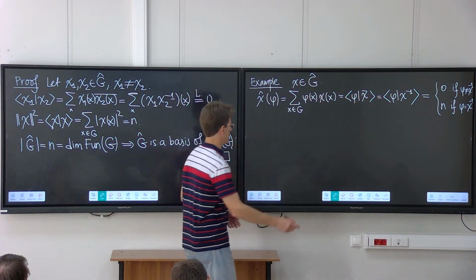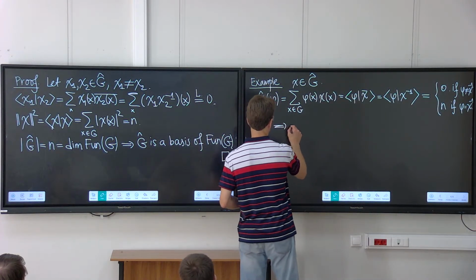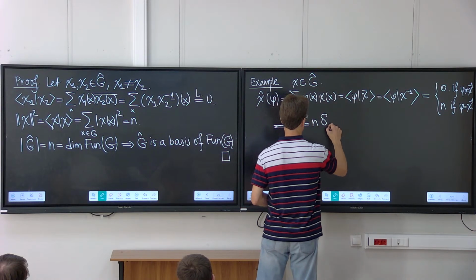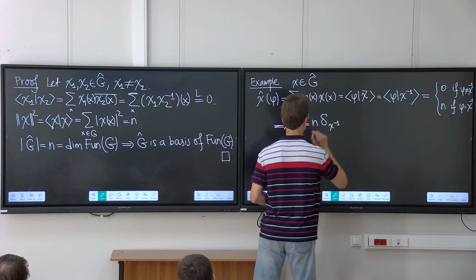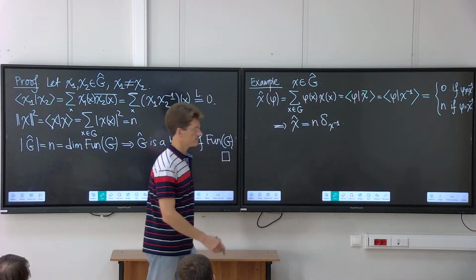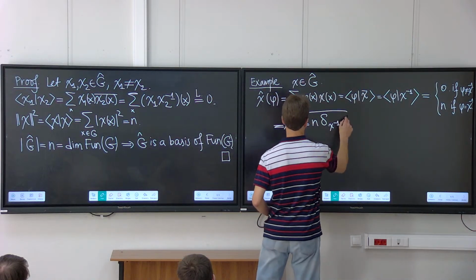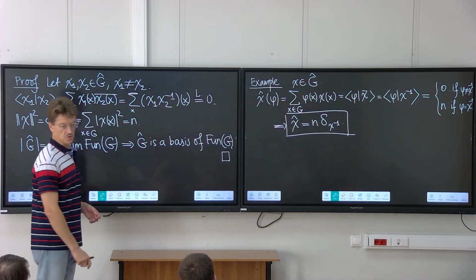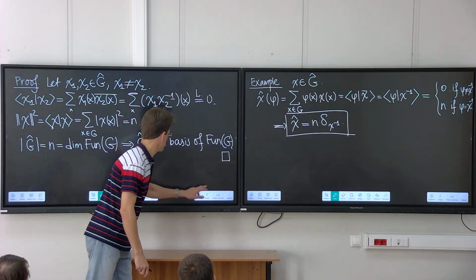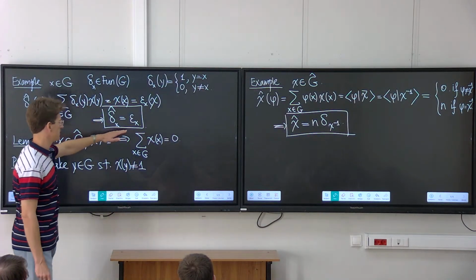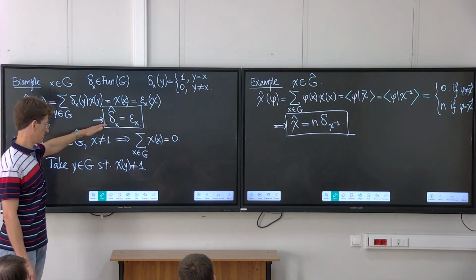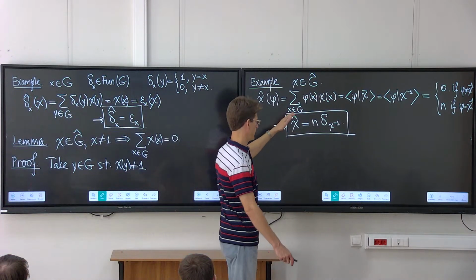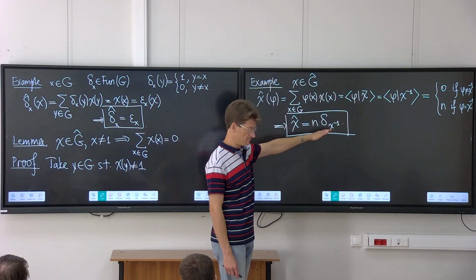In other words, we see that the Fourier transform of chi is n times the delta function concentrated at x inverse. It's useful to compare this result with our previous formula. So the Fourier transform of a delta function is a character, and the Fourier transform of a character is a delta function multiplied by n.